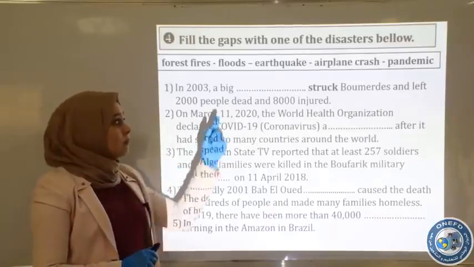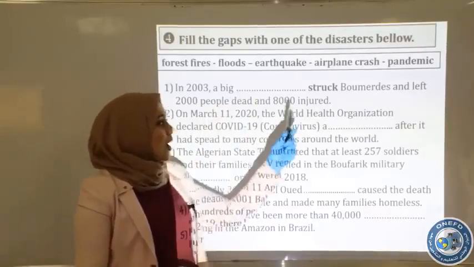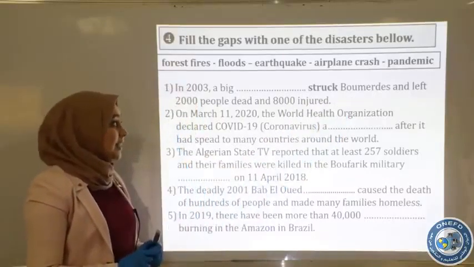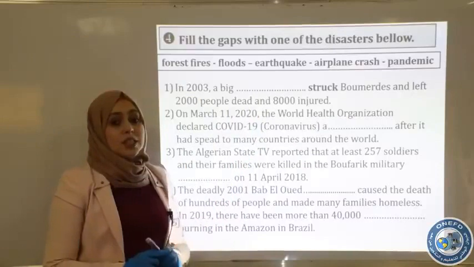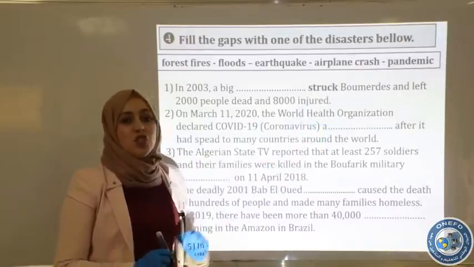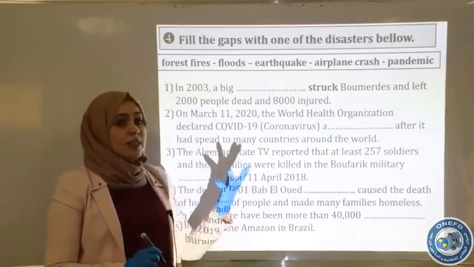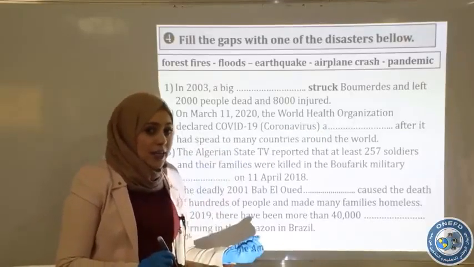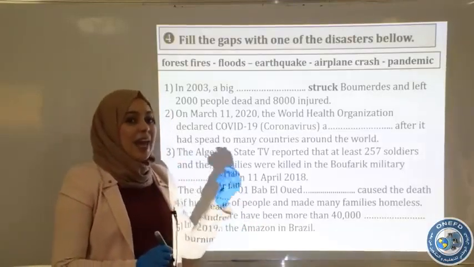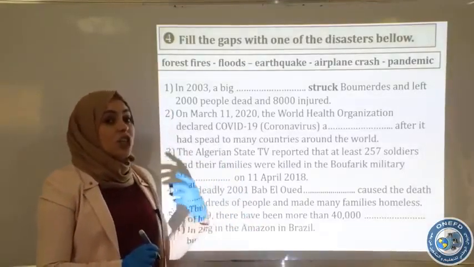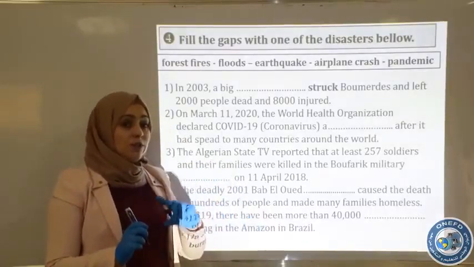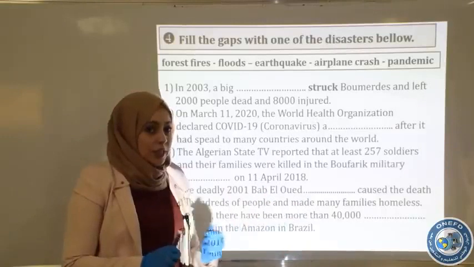2003, a big something struck Boumerdès and left 2,000 people dead and 8,000 injured. So here we have also the verb struck. It comes from the verb strike, which has the same meaning as hit. So we say a disaster hits or a disaster strikes. Okay, it's really important to know which verbs go with a certain noun.